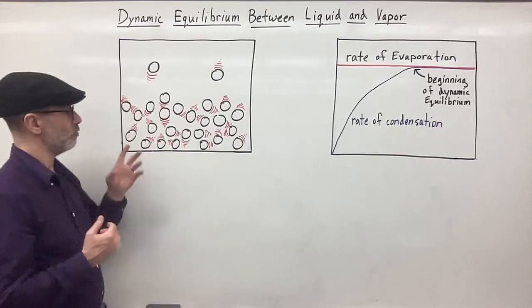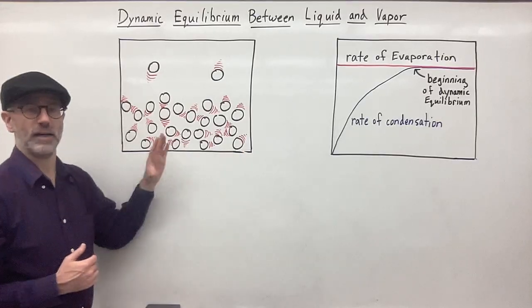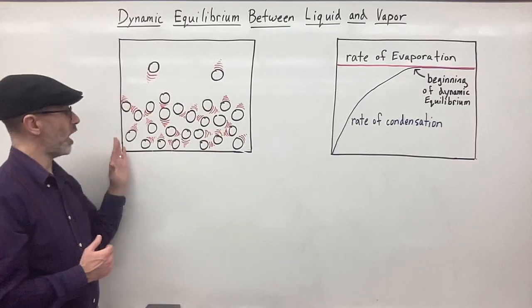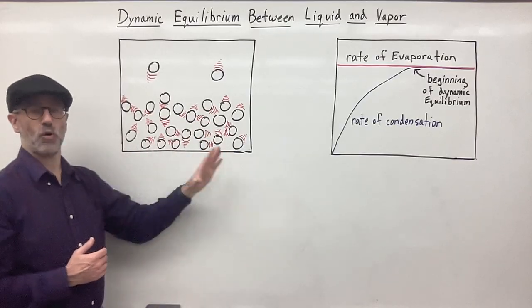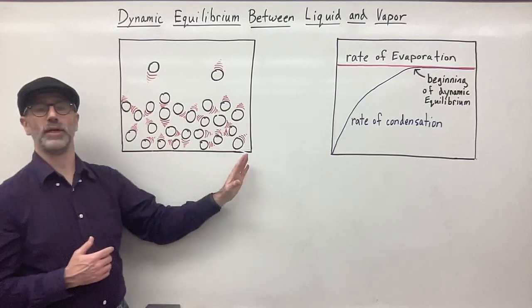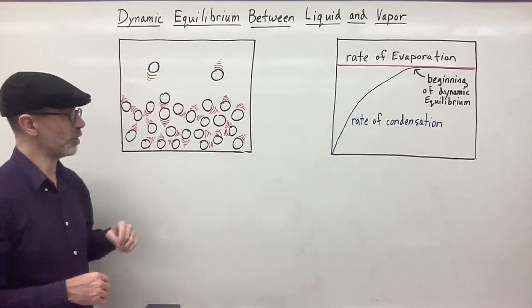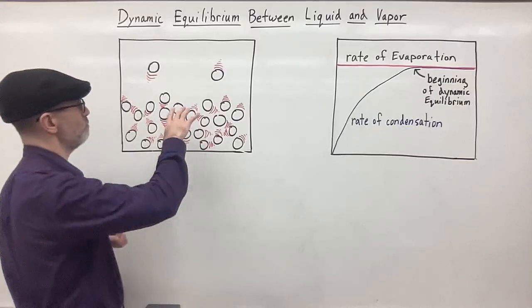Assuming a few things. So we've got this container, we've got a liquid. So we're assuming that we're going to have enough liquid in here to reach what is known as equilibrium. Now, let me talk a little bit about that.